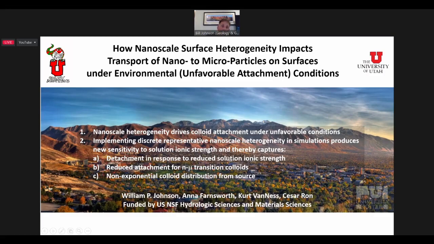I didn't actually show you that, but I can. We have papers published on that. It shows you that the reduced attachment for nano to micro transition colloids is explained. And we can produce these non- or multi-exponential colloid distributions from the source.